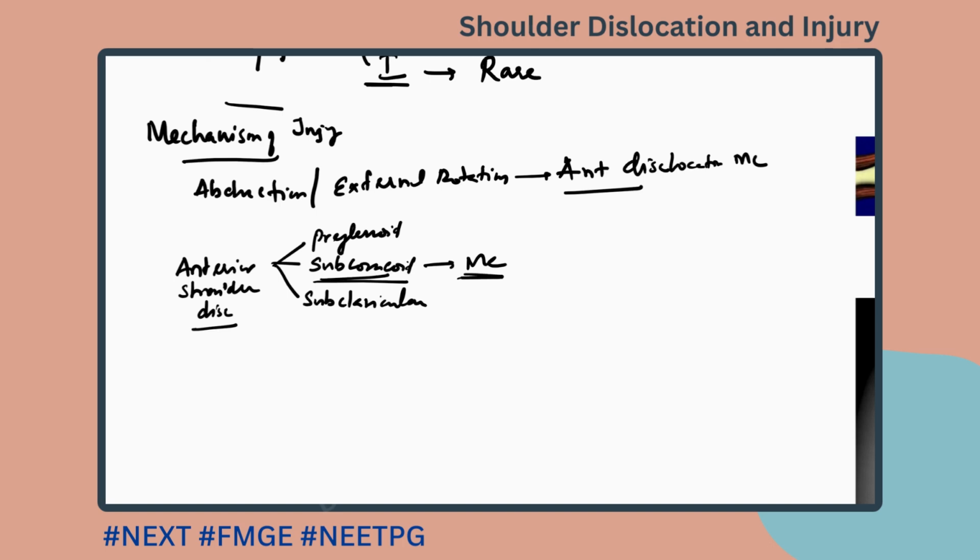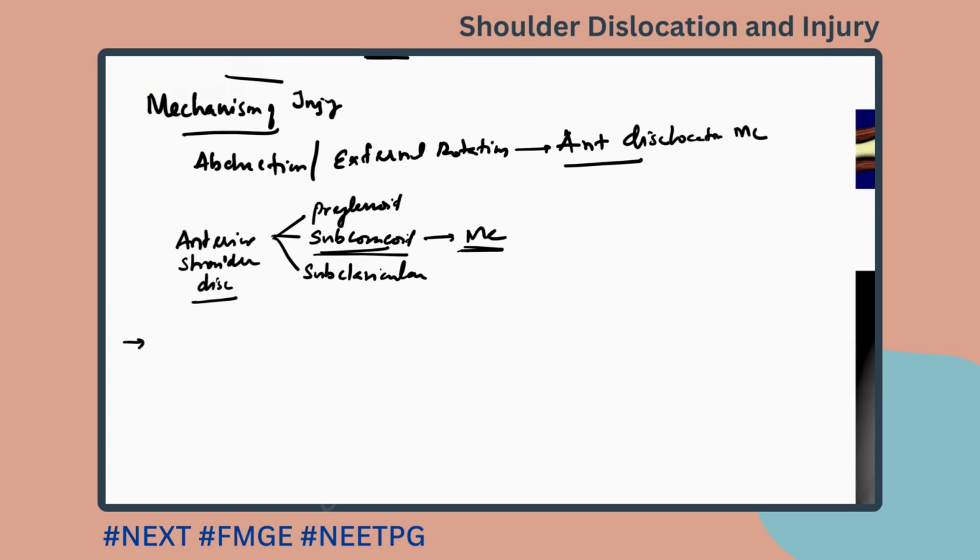Now, whenever a shoulder joint gets dislocated, always remember, dislocations are usually associated with nerve injuries. Anterior shoulder dislocation most commonly injures a nerve called the axillary nerve. The axillary nerve supplies the upper lateral aspect of your shoulder region.